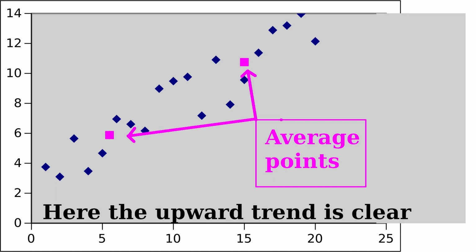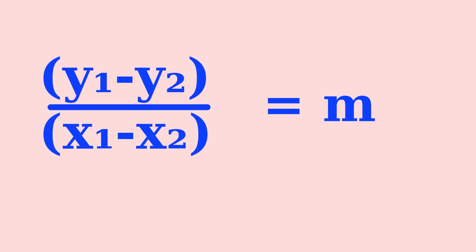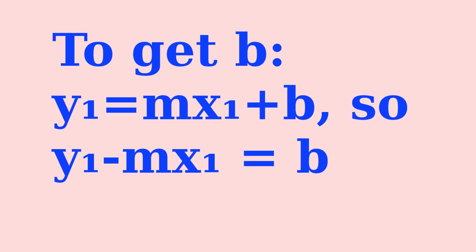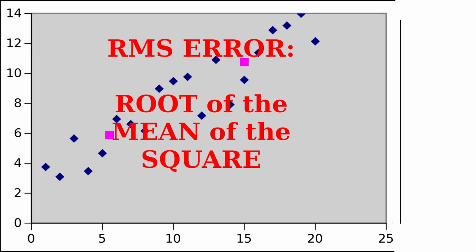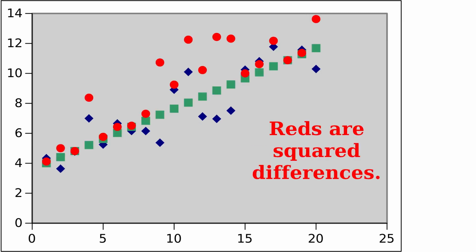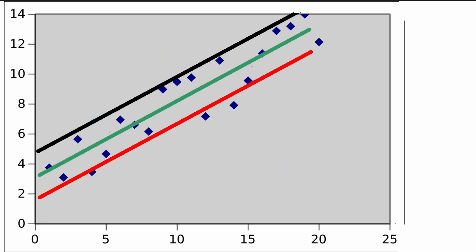More in-depth analysis requires solving for the y equals mx plus b of the trend line. First getting the m, then substituting to get b. To see the goodness of the trend, get the RMS error between the line and the data points. Get the squared difference of each data point from the line at that point, average the squares, and take the square root to get the RMS error of the line.